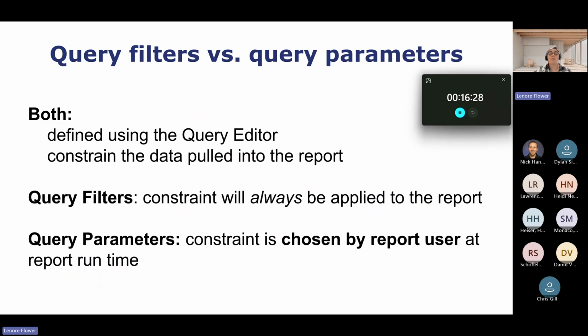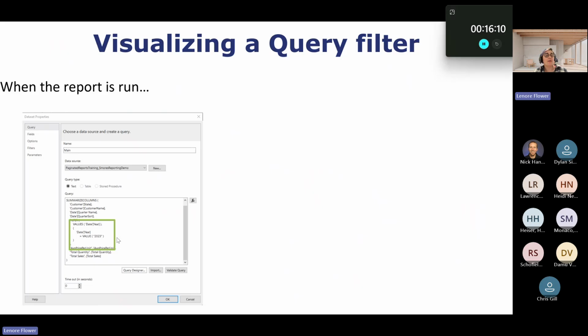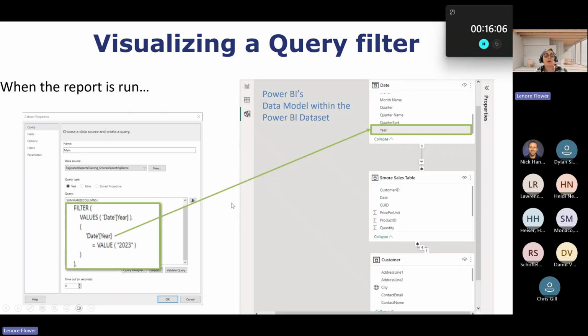Parameters have much more complex interactions happening within the report because they need to facilitate those selections being chosen by the report user at report runtime. So very briefly, here's our query filter. This says values, date, year, where the value is 2023. That's a hard-coded value. It's not dynamically changing.